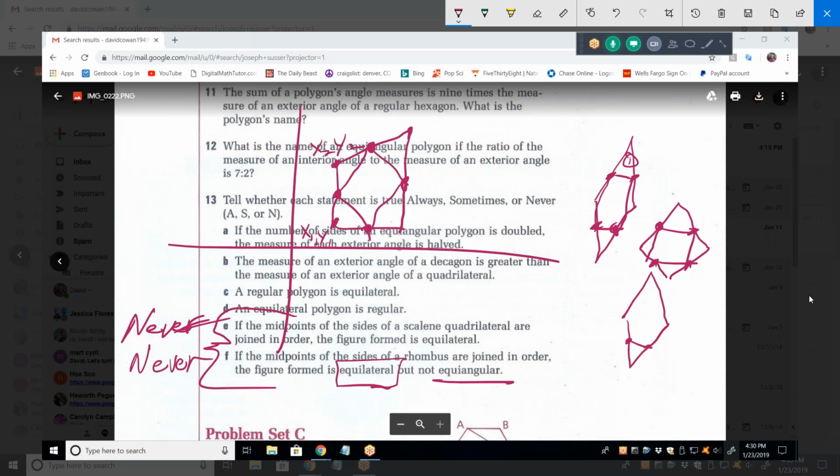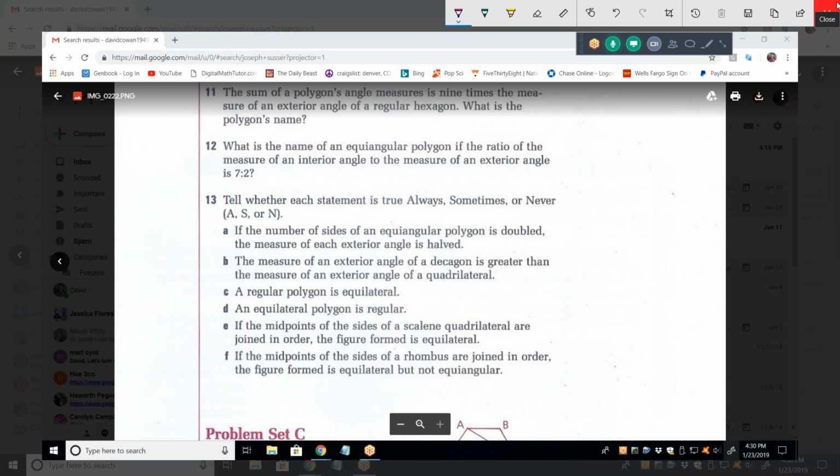These are very, very, that's graduate level geometry if you want to know the truth, to prove that a scalene quadrilateral will never produce an equilateral from its midpoints. It truly is a graduate college level proof. I don't have any problem with your teacher giving you those kind of problems because it causes you to think a little bit more in depth about geometry than you normally would.